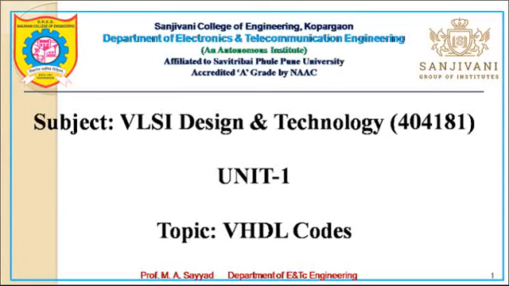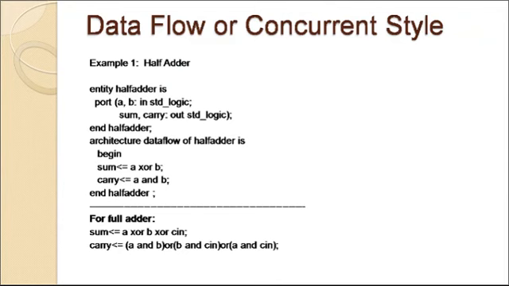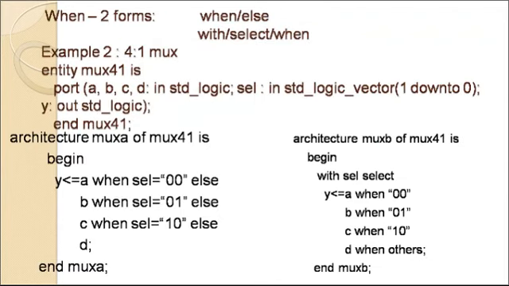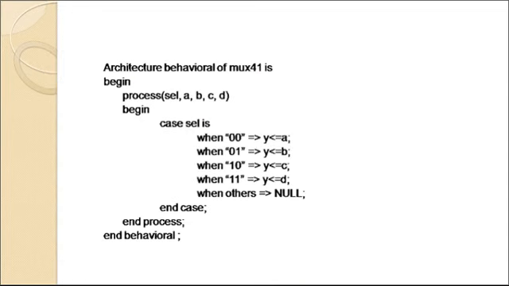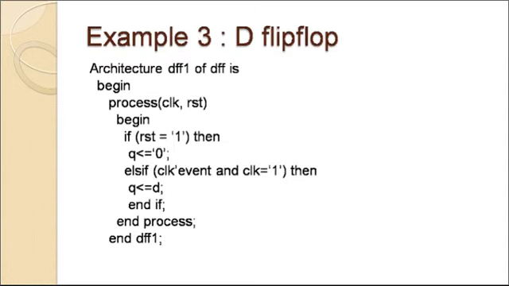Hello, good morning. We are continuing the examples of VHDL code. We have seen the VHDL code for a half adder, full adder, 4 to 1 mux using when else and with select when. Then we have seen the same code for a mux using process statement. I told you that whenever you are writing a VHDL code for a sequential circuit, you have to use a process statement.